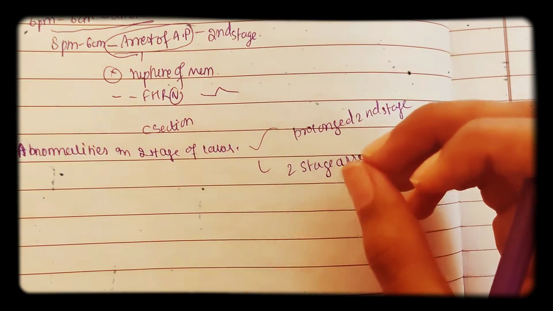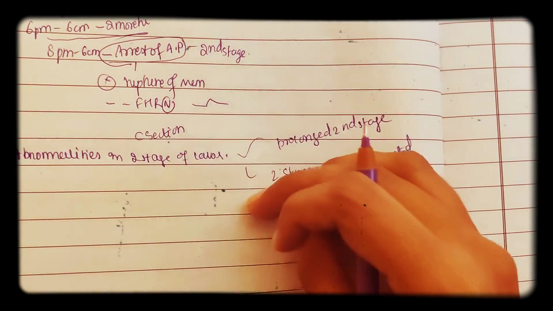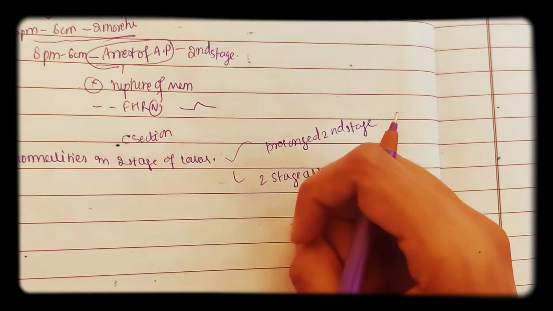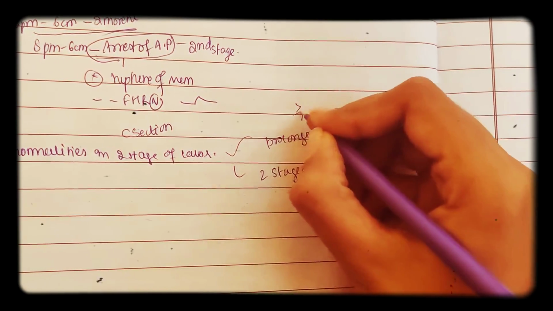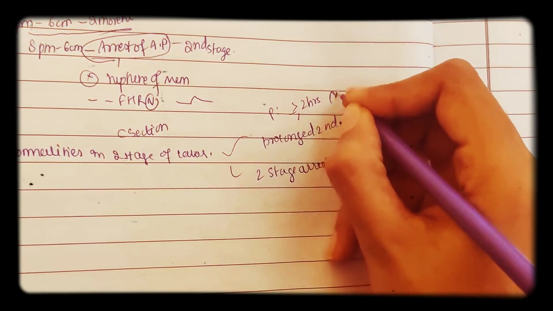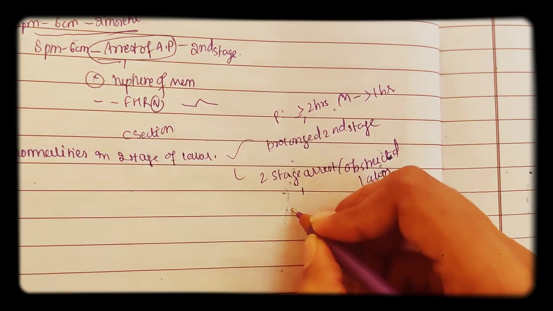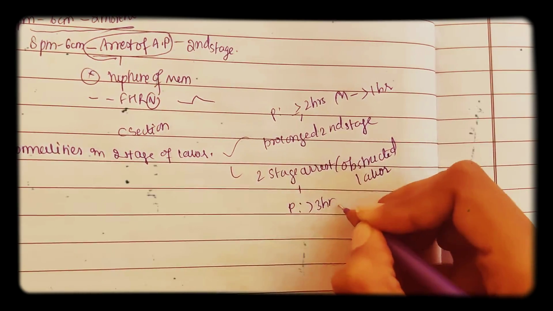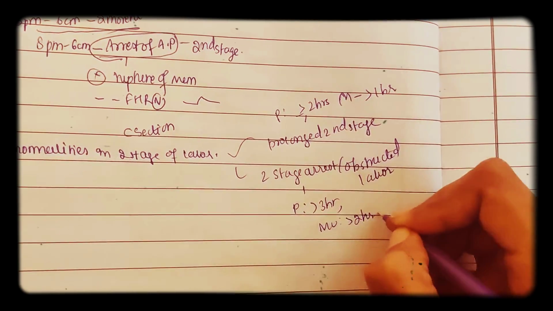First what we need to see is there is no descent of head with adequate contractions. Here in the abnormalities of second stage, the adequate contractions are present in the uterus but the head is still not coming out. Prolonged second stage can be seen in the primigravida greater than 2 hours, and in multigravida it is seen greater than 1 hour. Whereas coming to second stage arrest or obstructed labor, in the primigravida the time is greater than 3 hours, still there is no labor, and multigravida greater than 2 hours, still no head is coming out.